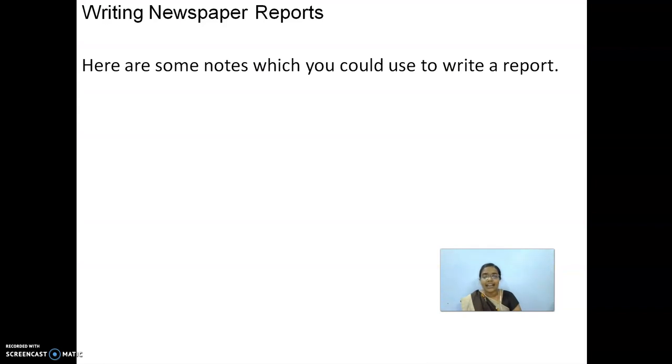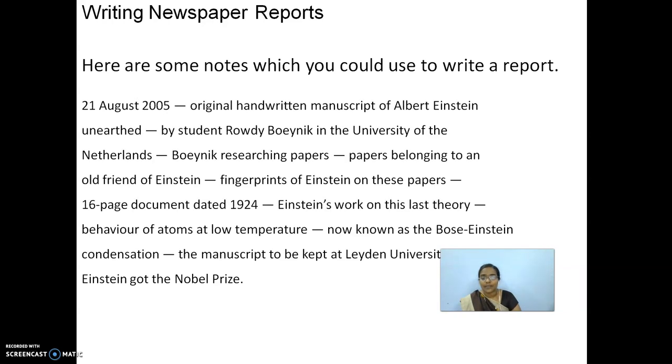Next, writing newspaper reports. Here are some notes which you could use to write a report. This is given in your textbook, children, after the Albert Einstein lesson. 21st August 2005, the incident which happened: original handwritten manuscript of Albert Einstein unearthed by student Rowdy Boynick in the University of Netherlands.